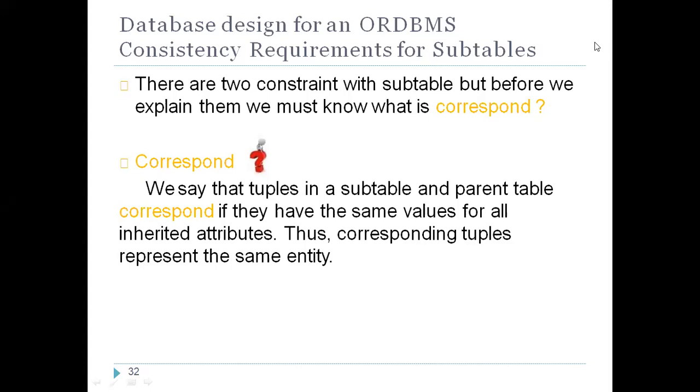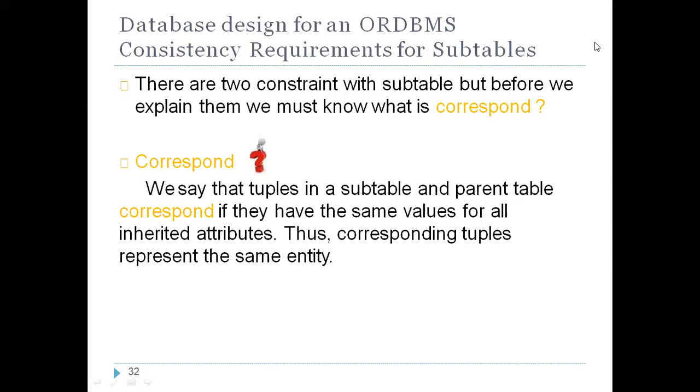But before going on to that, what are the constraints needed for a subtable? We need to know what it means to correspond. We can say that the tuples in a subtable and a parent table correspond if they have the same values for all inherited attributes. Thus, corresponding tuples represent the same entity.